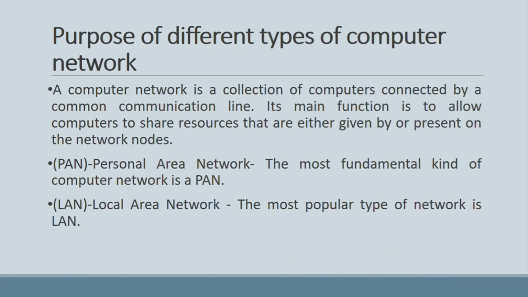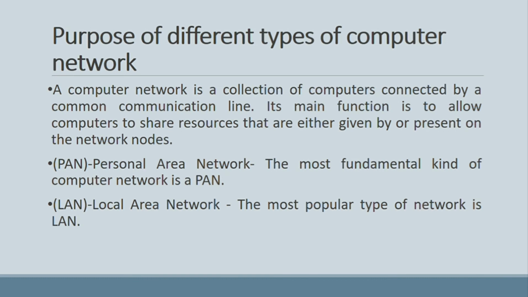Purpose of different types of computer networks. First one, personal area network, short form PAN. Personal area network is the most basic type of computer network. This network is designed for a single person, that is, communication between the computer devices is centered only in an individual's workspace. Local area network, short form LAN.